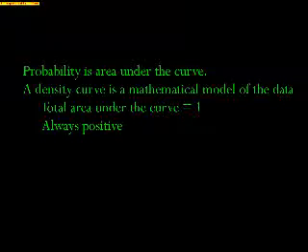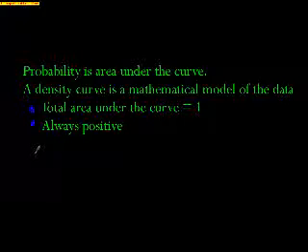A density curve has to have 2 separate properties. One of these properties is that the total area under the curve is 1, because the probability that an event could occur is 1 or less. So the total probability something could occur is 1. And it's always positive. We cannot have any negative probability. I don't even know what that means.